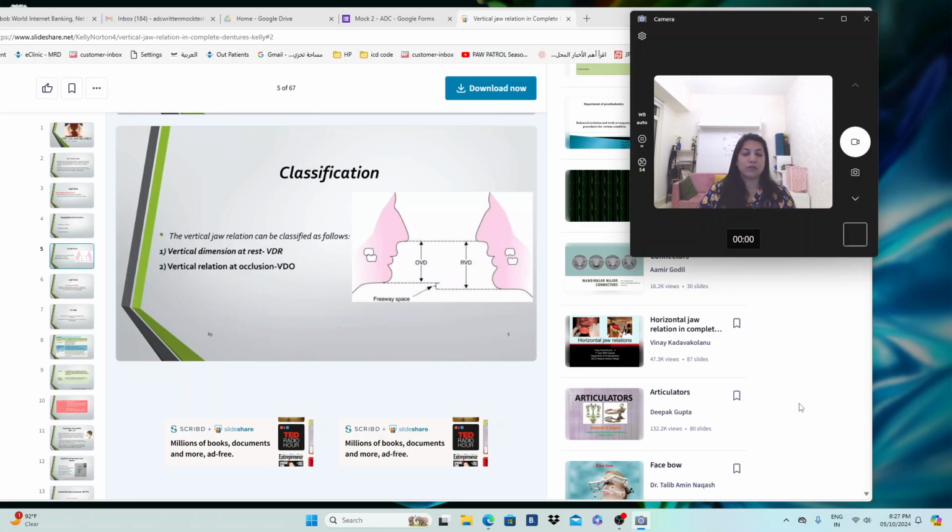Now, what is vertical jaw relation? We either say it as vertical dimension at rest, that is VDR, or vertical relation at occlusion. Basically, VDR is the space obtained when the patient is resting and the teeth are not in occlusion. The space that is left when the teeth are in occlusion, that is VDR minus VDO, is called the freeway space. We all know it is normally supposed to be 2 to 4 mm.